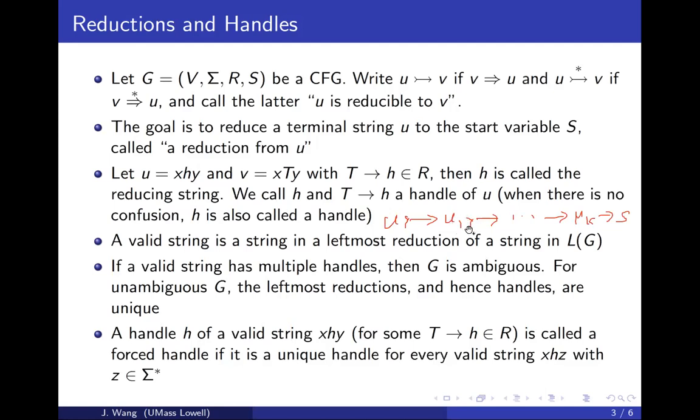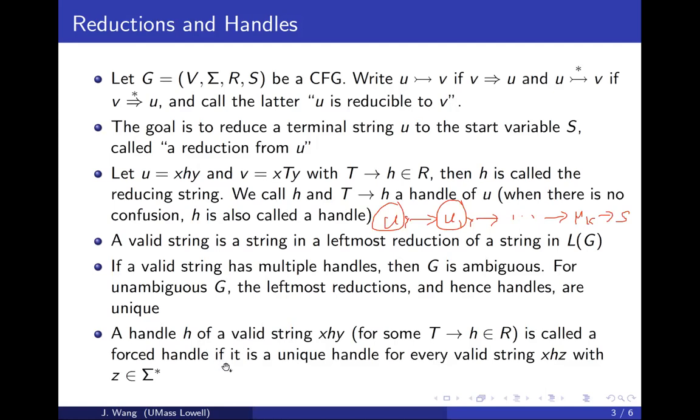Then any of these things in between, so U is valid, U1 is valid, right? Any Ui is valid. That's what this valid string means. If a valid string has multiple handles, then G is ambiguous. What that means is that even if you always choose a leftmost reduction, you may have more than one option, more than one way to choose a grammar rule. In that case, it is ambiguous. In the next slide, we are going to see an example.